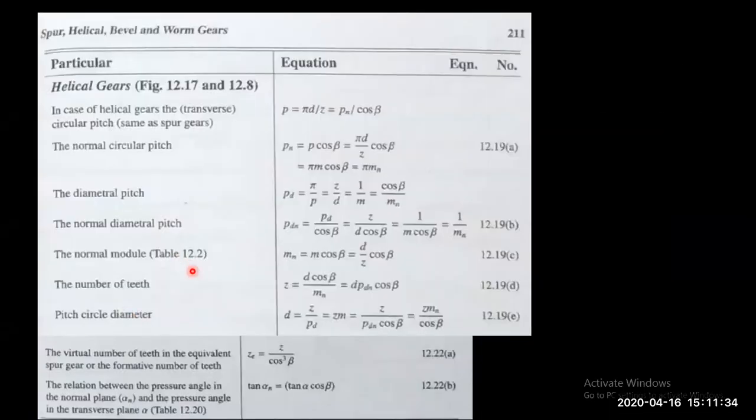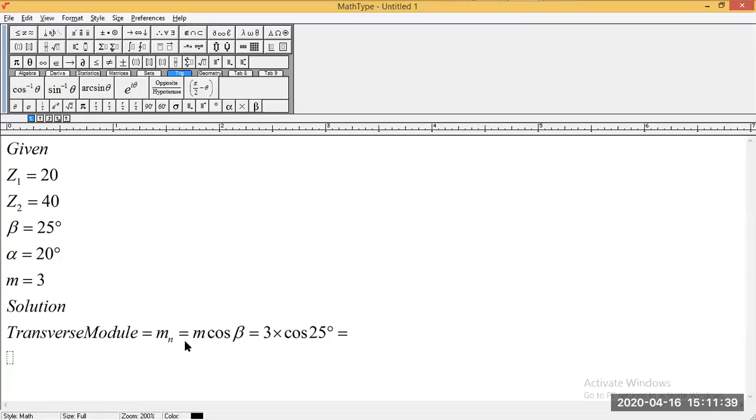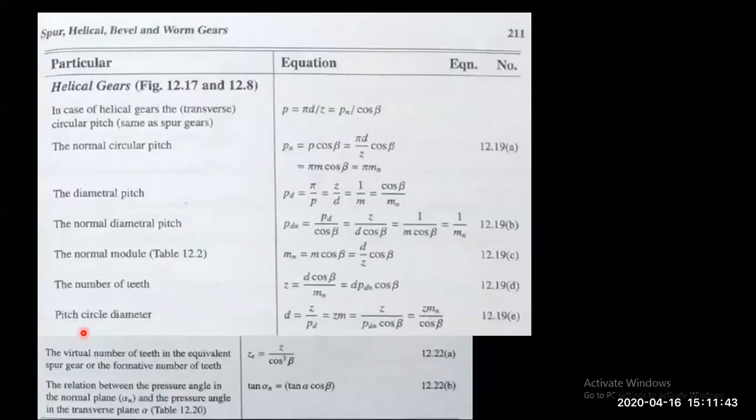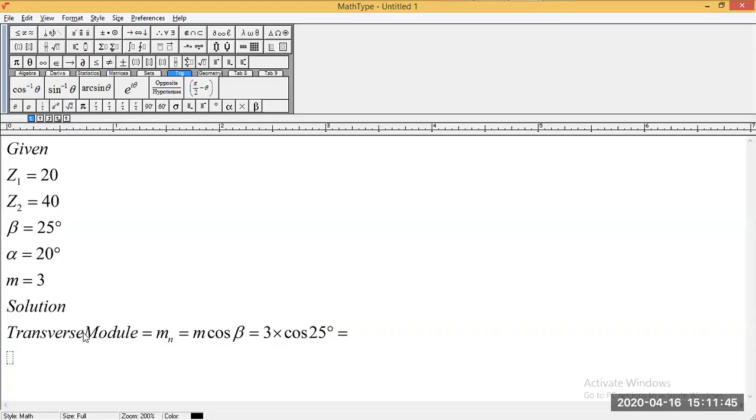Let's go back. How is the normal module? It is given. Okay, so that means this is not our normal module, right? This is not our normal module. This is our normal module. That means we need to find m here, not the other way around. So this is 3 equal to m cos 25.